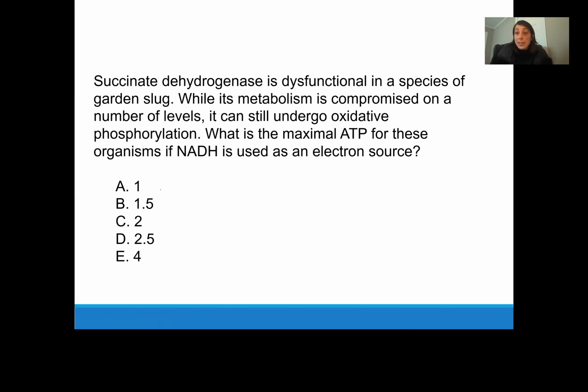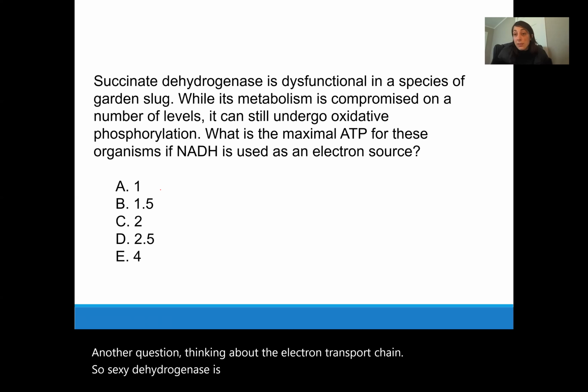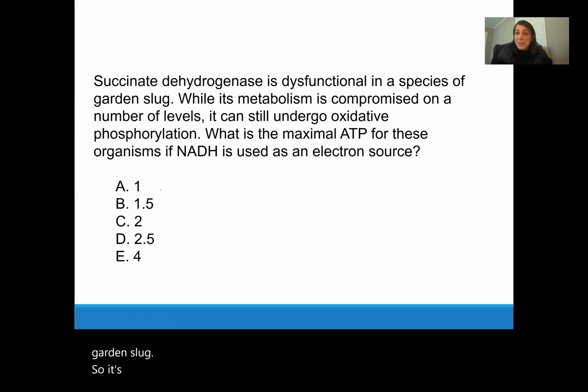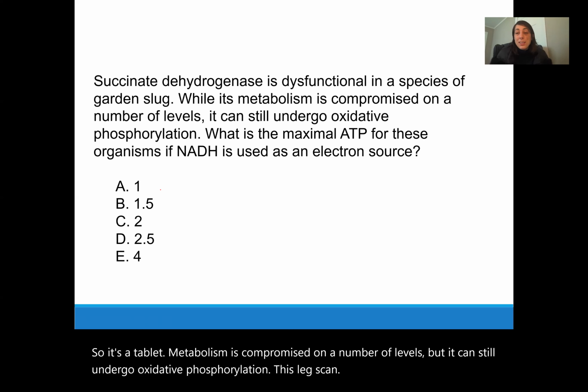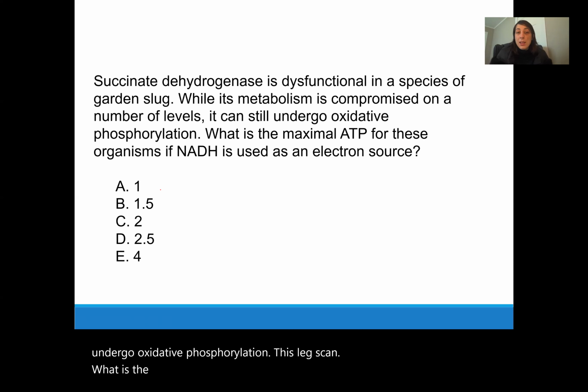Another question, thinking about the electron transport chain. Succinate dehydrogenase is dysfunctional in a species of slug, this type of garden slug. So its metabolism is compromised on a number of levels, but it can still undergo oxidative phosphorylation. The slugs can. What is the maximal ATP for these organisms if NADH is used as the electron source?